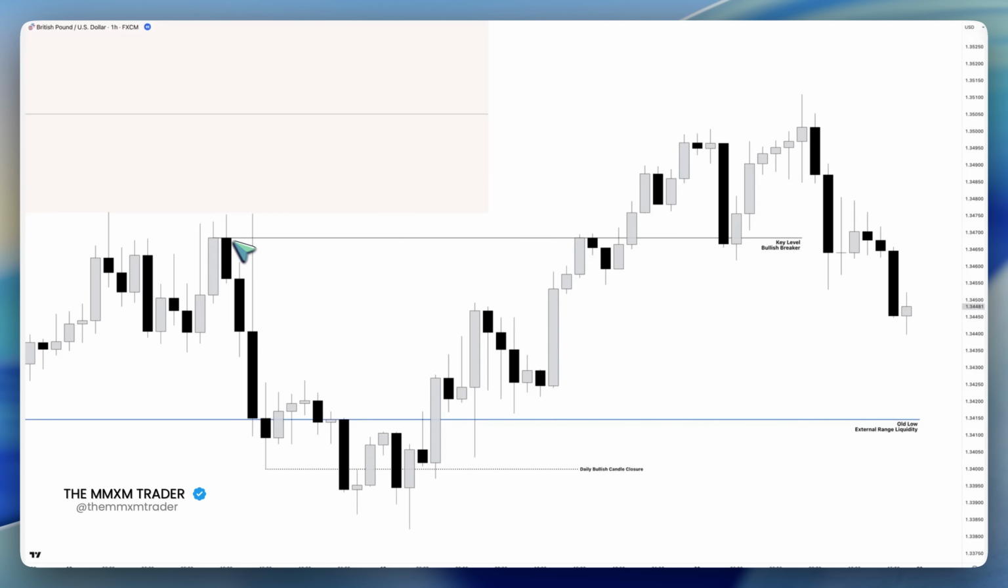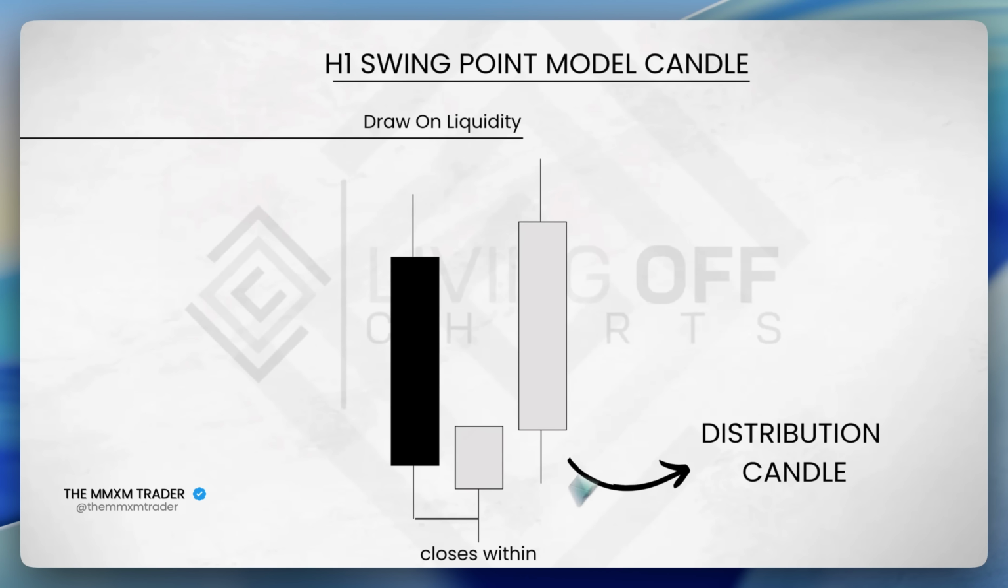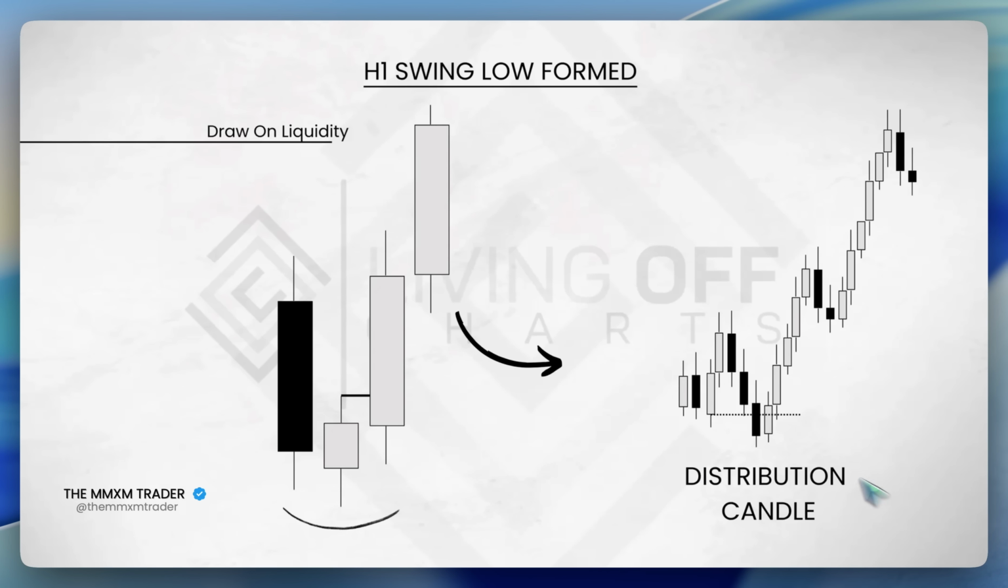Okay, key level on the hourly chart, we've got a breaker here. Market trades back down into the breaker. We're focusing on this candle right here. Now notice we're looking at distribution right now. How do you determine distribution? Either closes above candles or wicks below candles, and in this scenario what we have is a wick below.